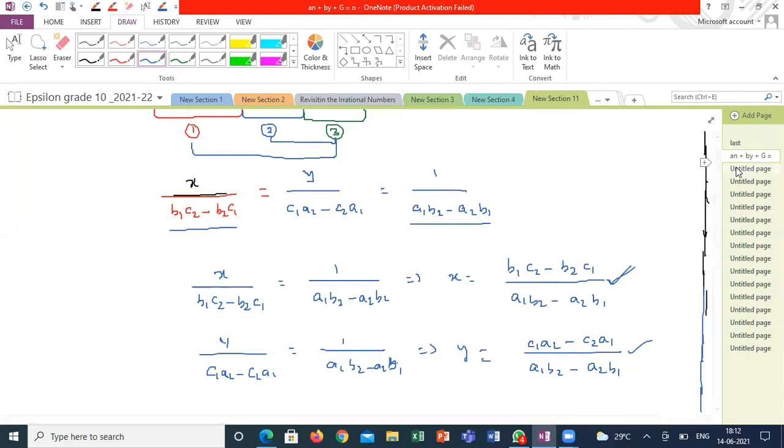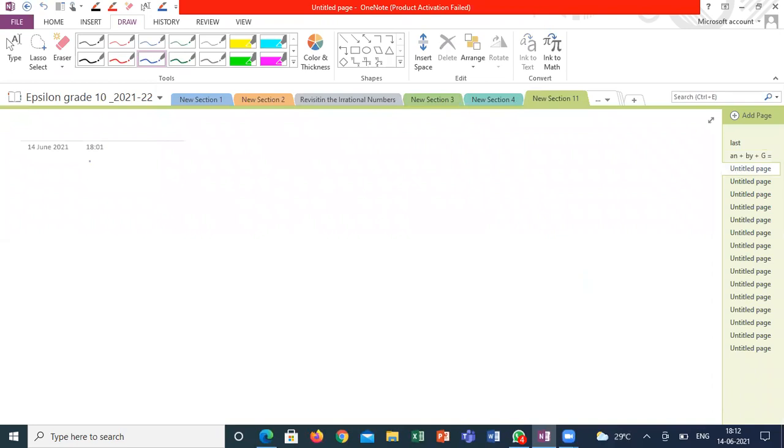Yes, sir. I'm solving the textbook questions. The first one is x minus 3y minus 3 is equal to 0 and 3x minus 9y minus 2 is equal to 0. So what is the first step of the procedure? I'm asking you to solve x and y using the cross multiplication method. What is the first step you have to do?